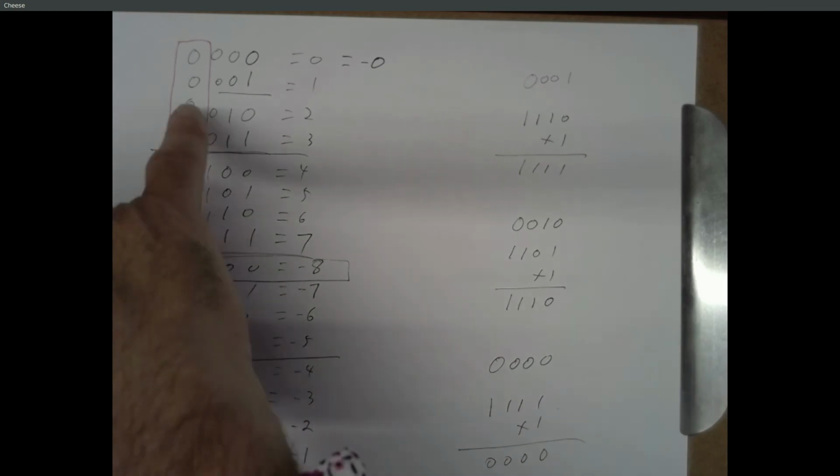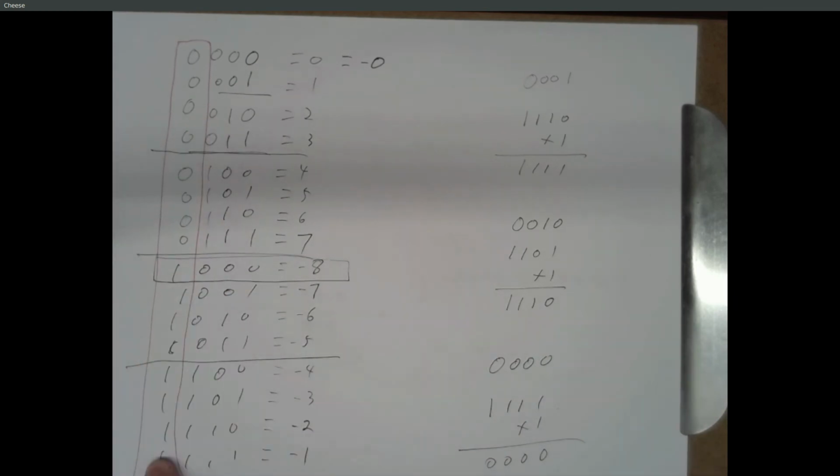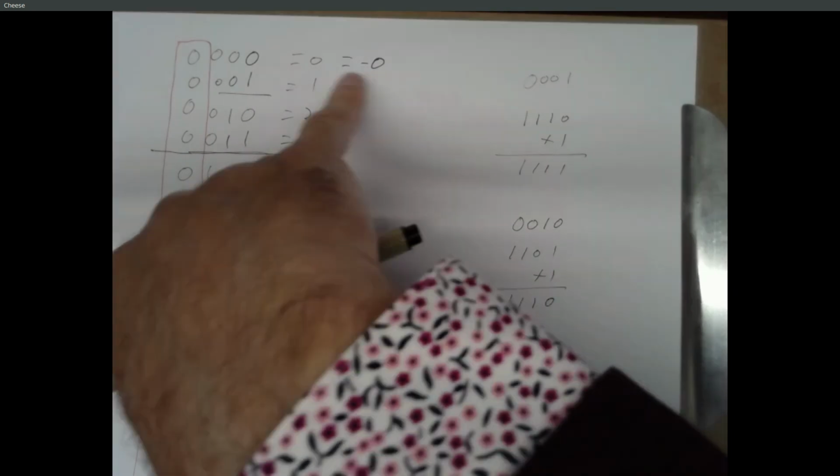All right, so we can think of this as like a sign bit, S-I-G-N. It tells us whether the number is positive or negative. If it's a 1, it's negative. If it's a 0, it's either positive or it could be 0.